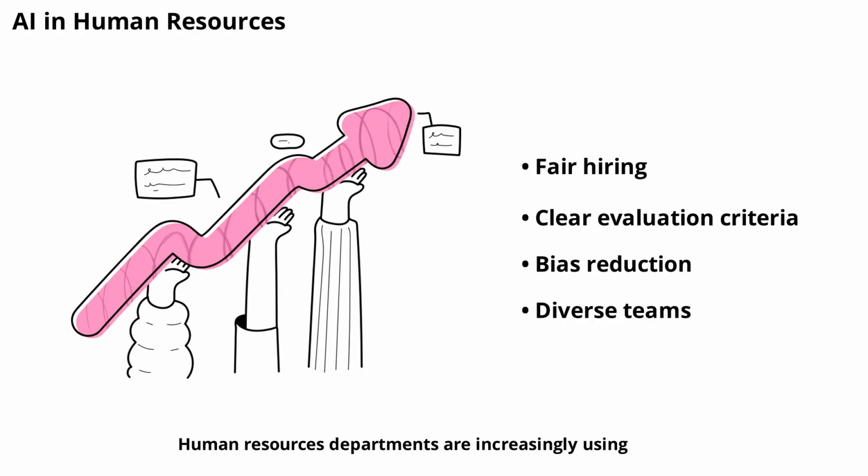Human resources departments are increasingly using AI for hiring and employee evaluation. Explainable AI ensures that hiring decisions are fair and based on clear criteria. This reduces the risk of bias and helps organizations build diverse, high-performing teams.